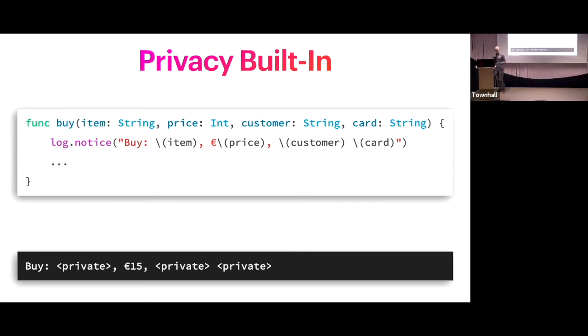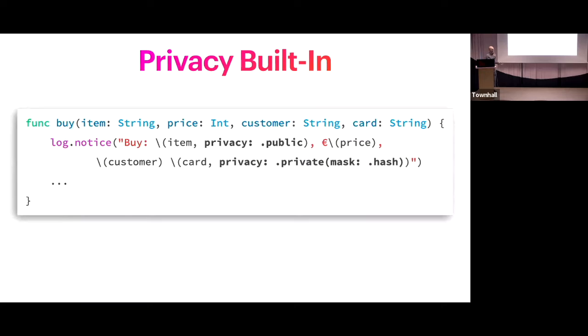And that's the default. But of course, you might want to log the name of the item that you're purchasing here. So you have to make that explicit. You have to say, okay, item, it has a privacy level of public. And you have to explicitly state that to actually log the data. That is more work, but it really prevents from logging sensitive data.